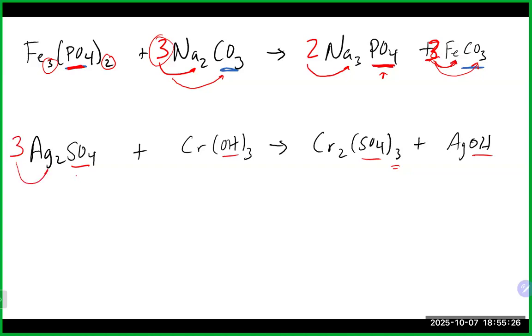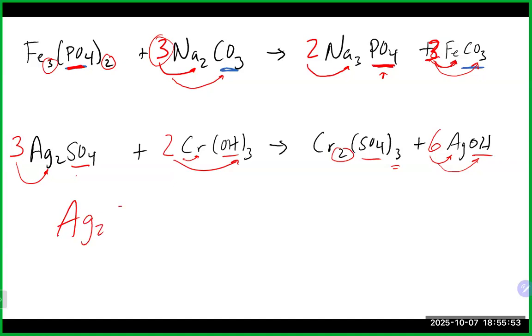That then will affect the silver, which means I now have 6 silvers. So I'll go to the right-hand side and put a 6. That gives me my 6 silvers I need, gives me my 6 hydroxides, which means I do need a 2 here to give me my 6 hydroxides, my 2 chromiums, which is exactly what I need. So it's usually a much faster way of balancing these type of equations if you have polyatomic ions in it.